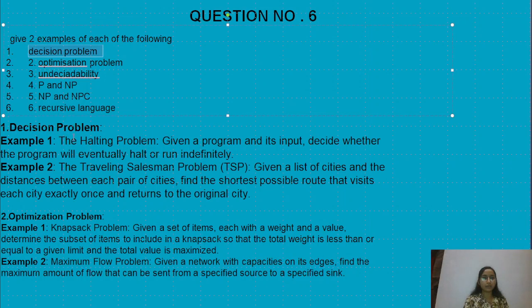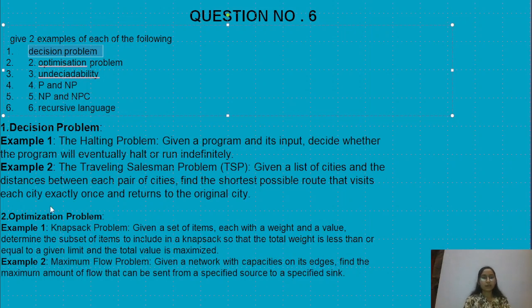So a decision problem, example one is the halting problem. The halting problem is when we are given a program and its input, and we decide whether the program will eventually halt or run indefinitely. Example number 2 is the traveling salesman problem, in which we are given a list of cities and the distance between each pair of cities, and we have to find the shortest possible route that visits each city exactly once and returns to the original city. So these were the two examples for decision problem.